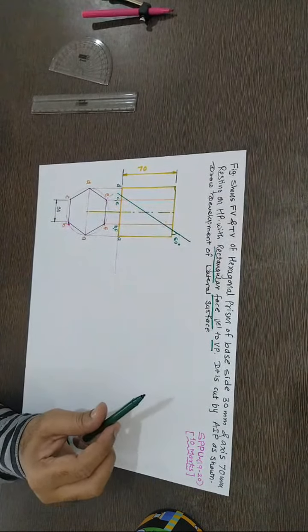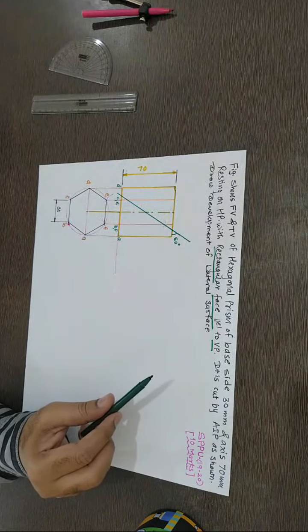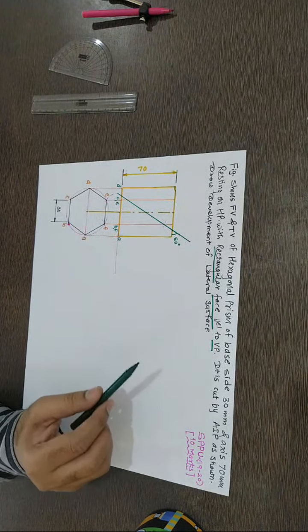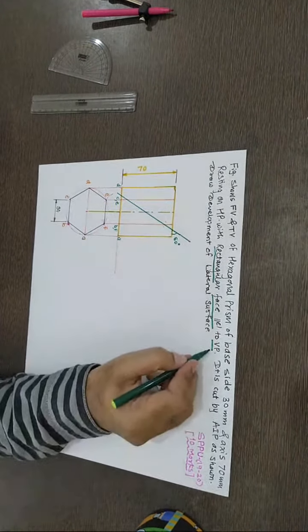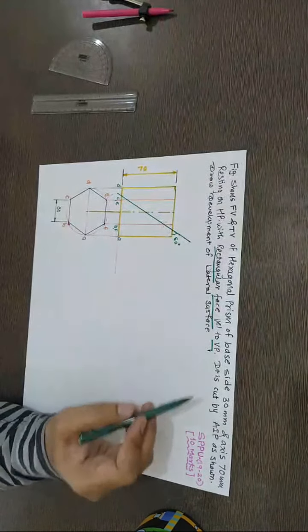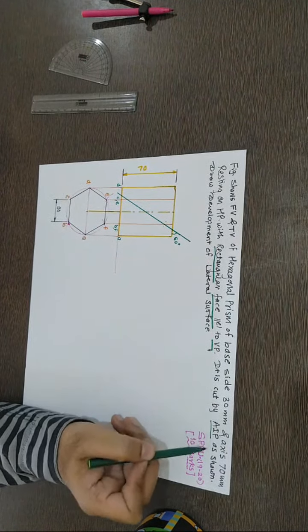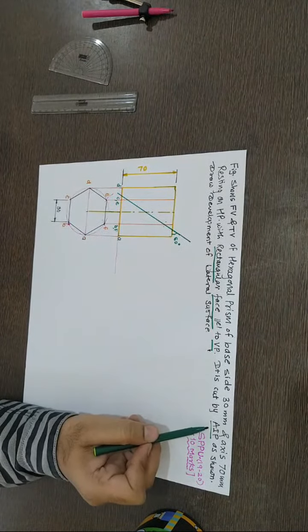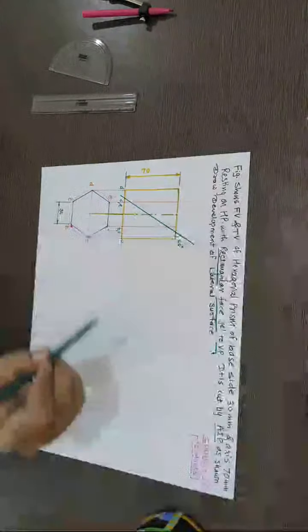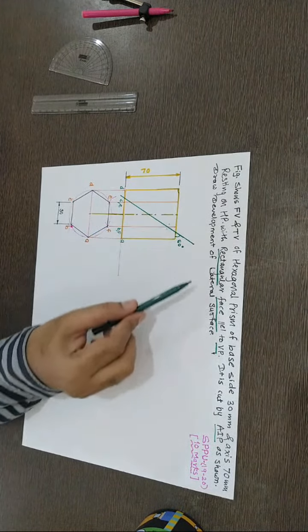We know that a prism has rectangular faces, and they mention one face should be parallel to VP. That's a condition, so we'll discuss how. Even if the diagram is not given, I will draw the correct position for this condition. We'll see. It is cut by AIP as shown. What is AIP? Auxiliary inclined plane. This is the plane I have drawn. Draw the development of the lateral surface.